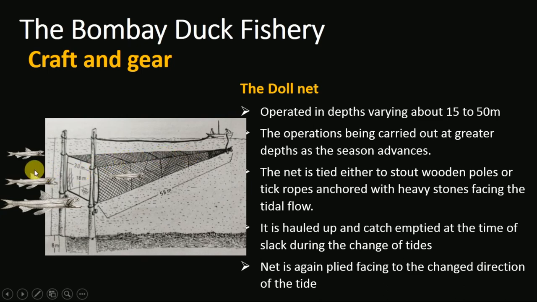These are Bombay duck, which, when moving with the tide, are captured in this dole net, and it is emptied from this cord end at particular intervals of the tides. Again it is set opposite to the direction of the tidal flow. The net is again piled facing the changed direction of the tides.